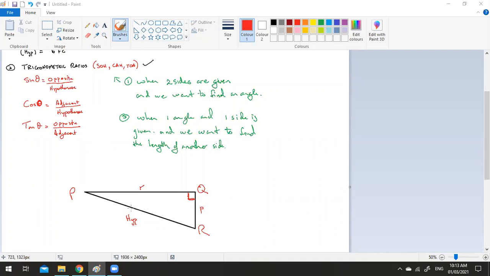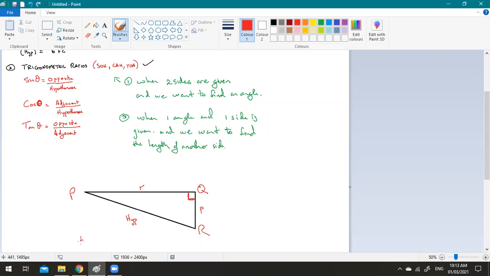Anybody? What is Pythagoras theorem again? The hypotenuse squared is equal to the sum of the other sides squared. So which one is the hypotenuse here? Right? So the hypotenuse squared is equal to P squared plus R squared.